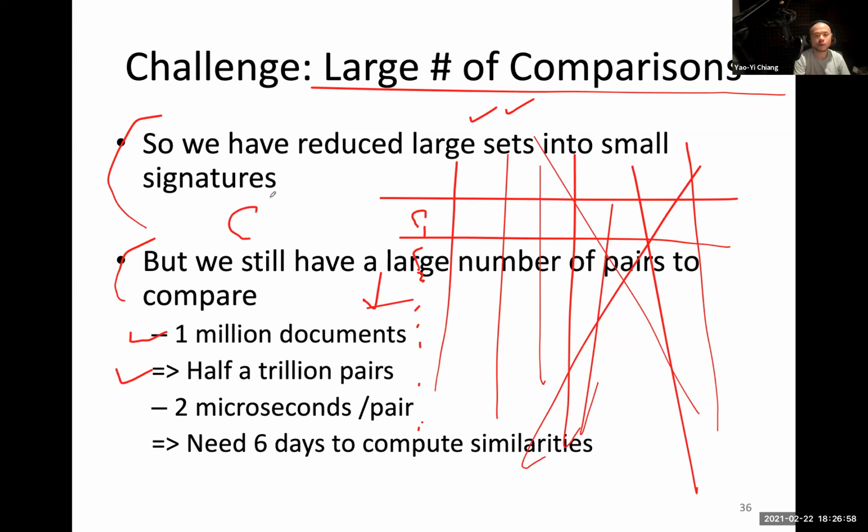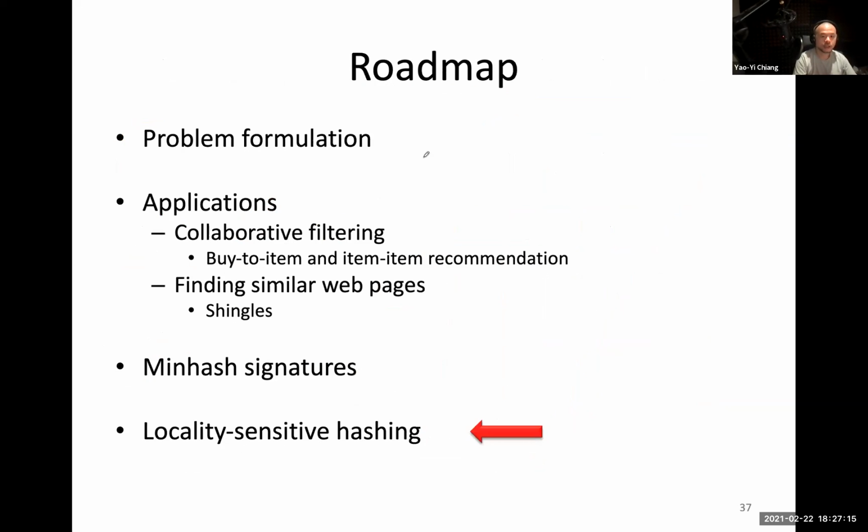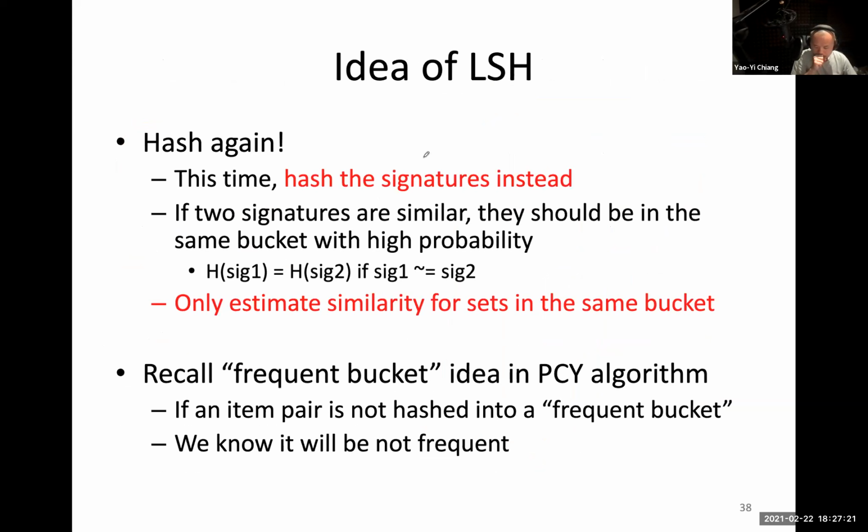That will be C, 1 million, choose 2, that would be 1 million squared divided by 2. For 1 million documents, it needs 6 days to compute similarity. So this is not going to work. Our next algorithm is going to help you with this. The next algorithm is very simple. It's called locality sensitive hashing. So LSH.